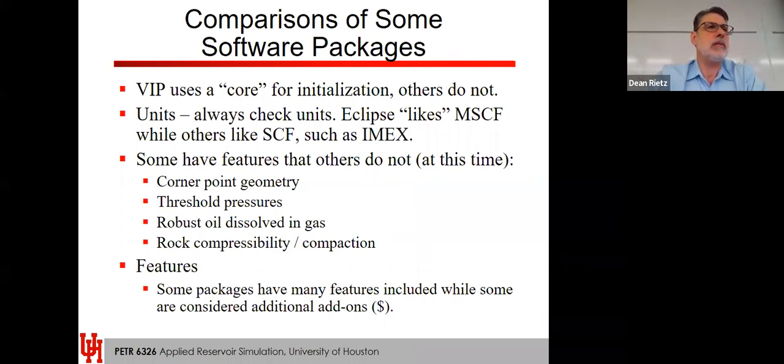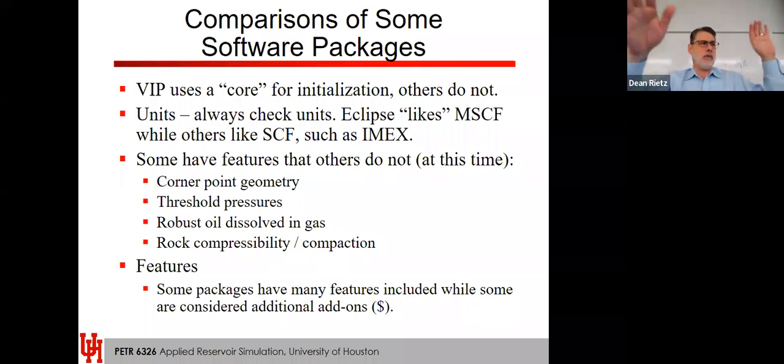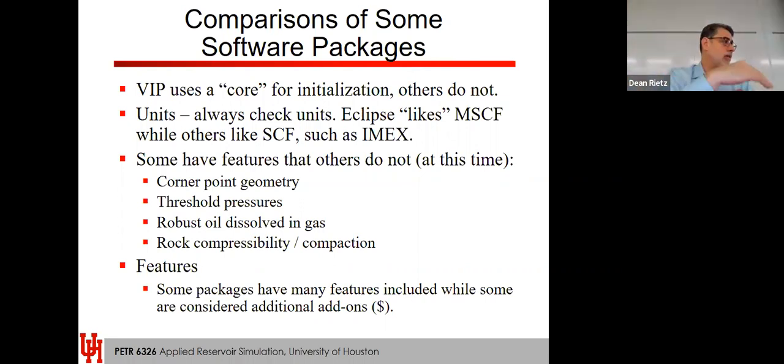Threshold pressures means you have a fault, and you can have a threshold pressure at which the delta P will build up to a point, and then all of a sudden it'll start to flow. We've seen that happen when you deplete one fault and all of a sudden the faults talk to each other. They don't at the beginning. So some simulators have that, some don't.